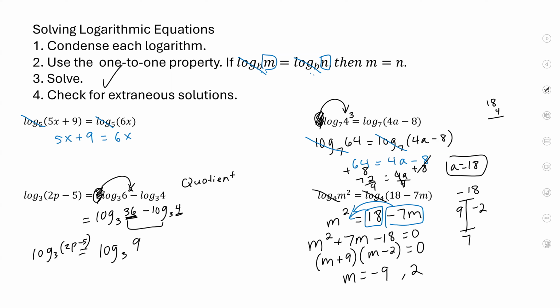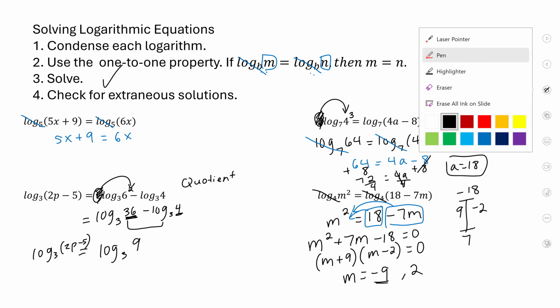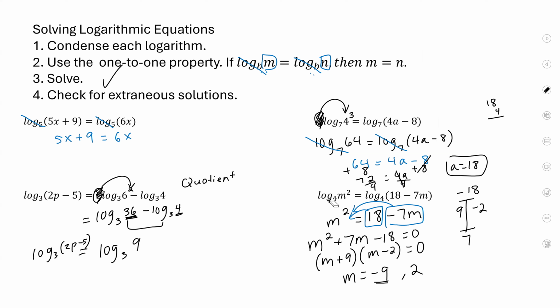Now, the last step, we're going to check for extraneous solutions. Okay? So let's try that. I'm going to test the negative 9 first. If I plug in, let me erase this so we can see the original problem. If I plug in a negative 9 right here, what's negative 9 squared? 81. So I get log base 4 of 81. That's okay. If I get a negative inside the log, that's wrong. It's not an answer. Remember, you cannot plug negatives inside of a log, okay?